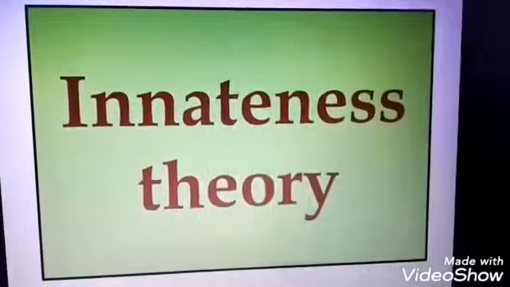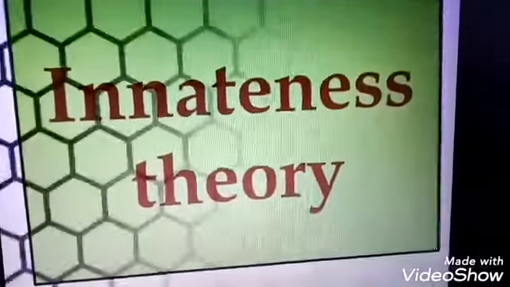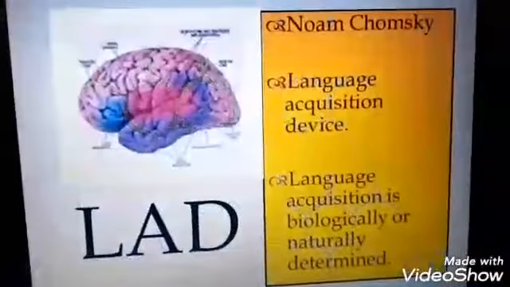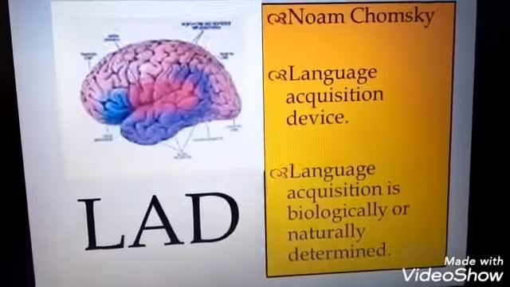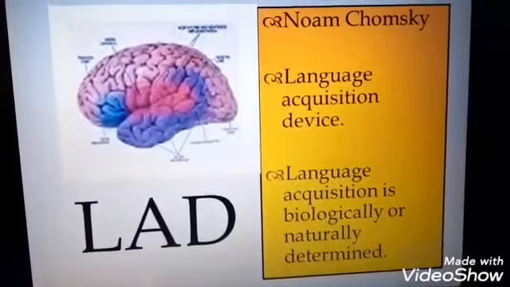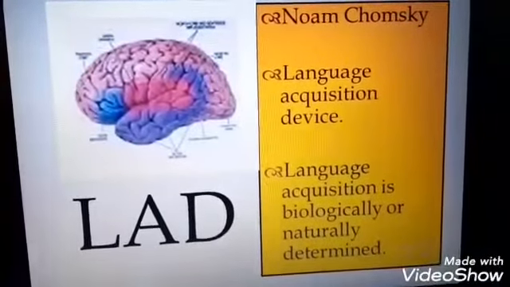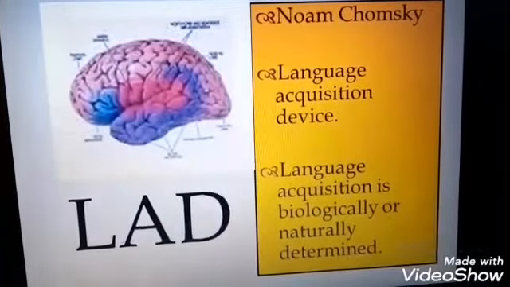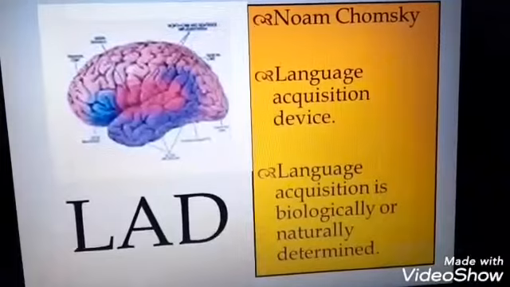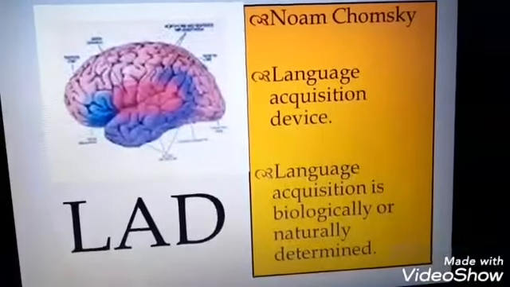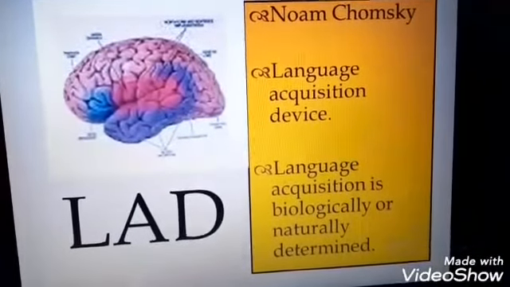Then we have the innateness theory. This theory was developed by Noam Chomsky, and he states that we are born with the faculty to acquire a language thanks to the LAD. It means the language acquisition device. According to Chomsky, infants have the capability to acquire grammar rules because it is a universal property of language.